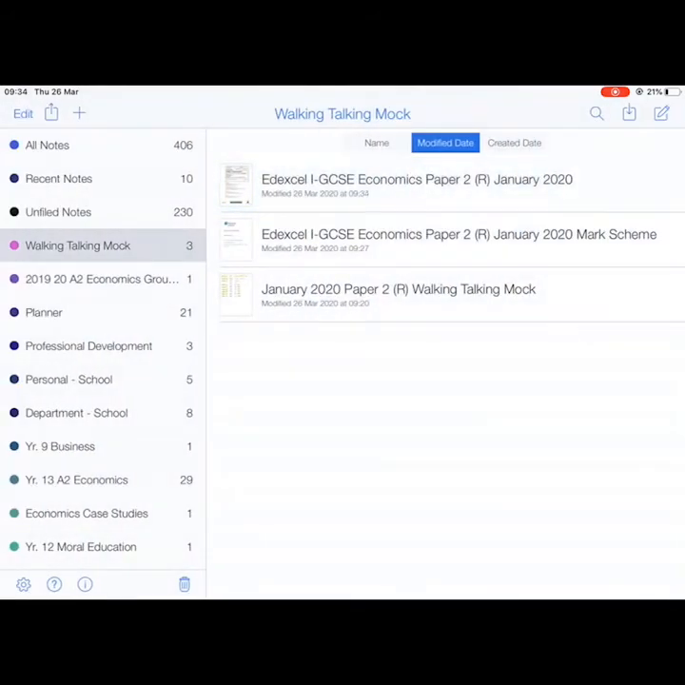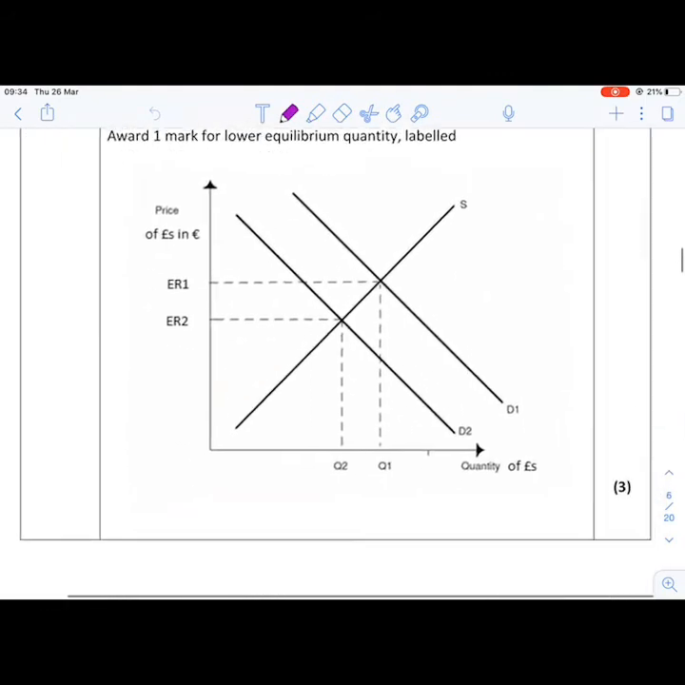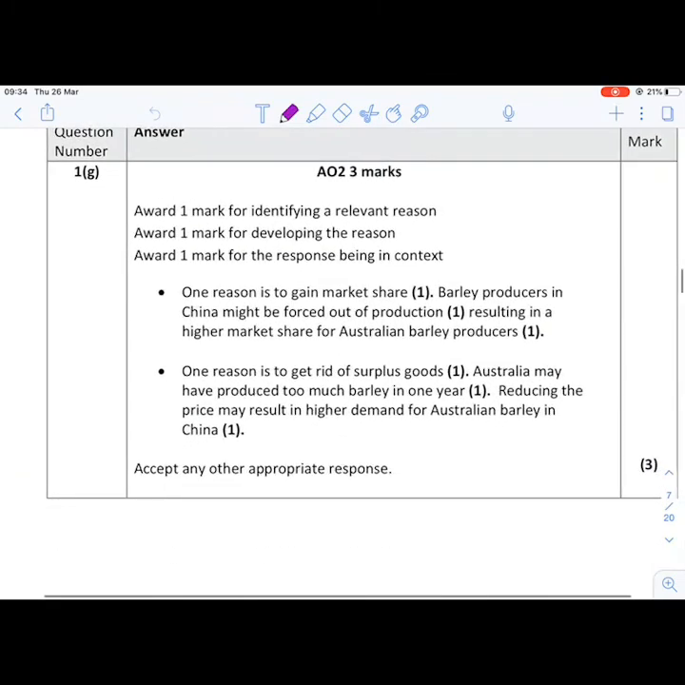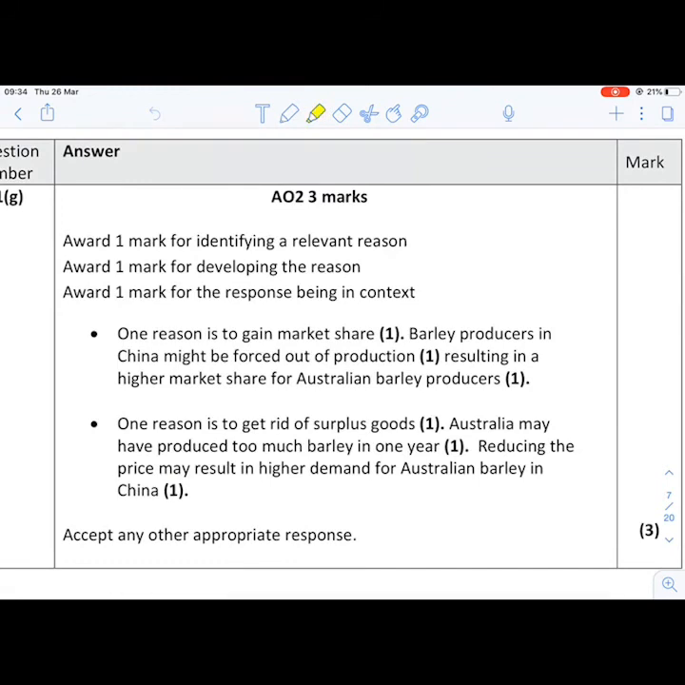So if we just look at the mark scheme for this question, we can see there, if you look at the first one, you've got to state the reason. So one reason is to gain market share. To gain a market share, in the case of the context, means that Australia can gain a share of the Chinese market. Barley producers in China might be forced out of production, and this results, remember our connectives, this results in a higher market share for the Australian barley farmers.